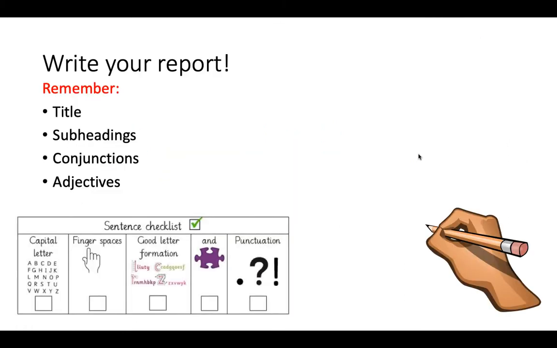So today you're going to write your non-chronological report. So remember your main title, your subheadings, conjunctions so that it sounds lovely, and adjectives to describe, okay? So I want you to do your best handwriting. Remember to look at the sentence checklist and check that you've got all of these things, okay? So pause your screens and have a go at writing your non-chronological report on your animal. Off you go. Fantastic, guys. I'm really excited to see some of these reports and learn about lots of different animals.